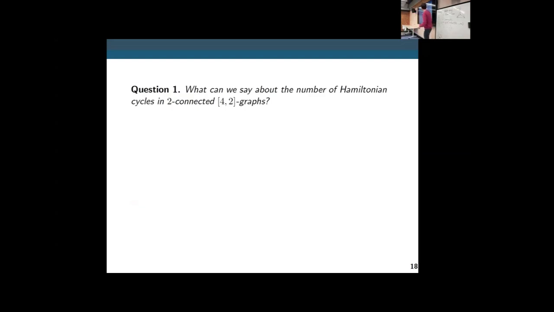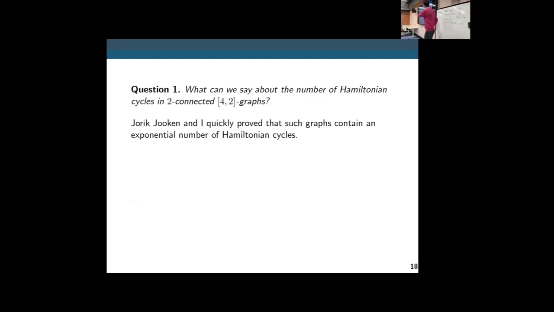So what can we say about the number? Jochen and I quickly proved that this is an exponential number. Just to explain what the proof is: we already know that they are Hamiltonian. So you can imagine these graphs as a Hamiltonian cycle, just a circle, with all the vertices on the circle. And then you add chords, right? It has some chords, clearly, because if it wouldn't have chords, it wouldn't be (4,2). Any 4 vertices you take, there must be at least 2 edges between them, right? So that's okay. You have a Hamiltonian cycle with some chords.